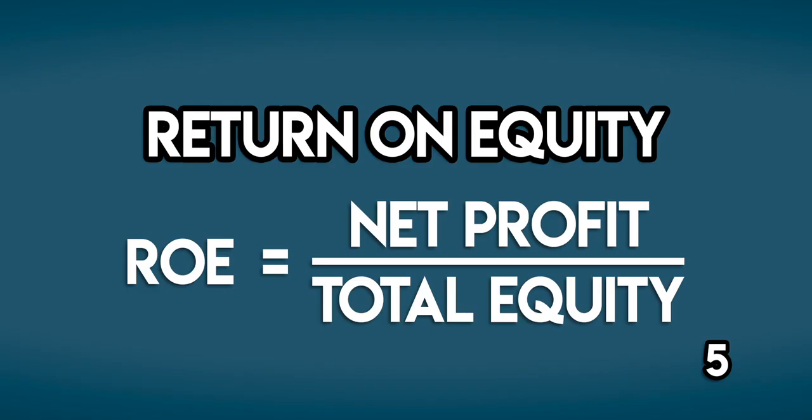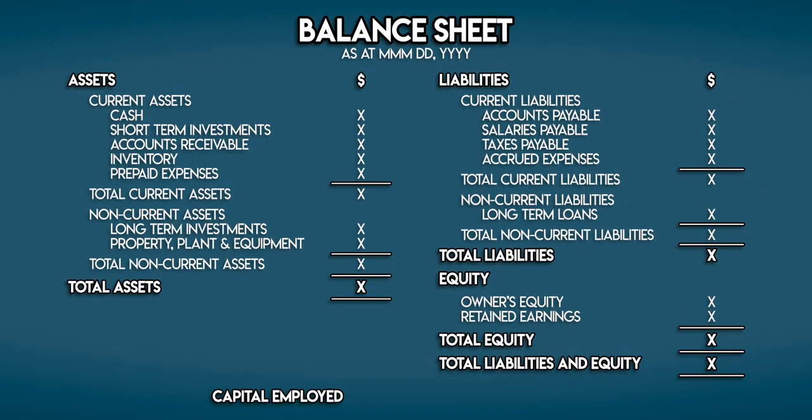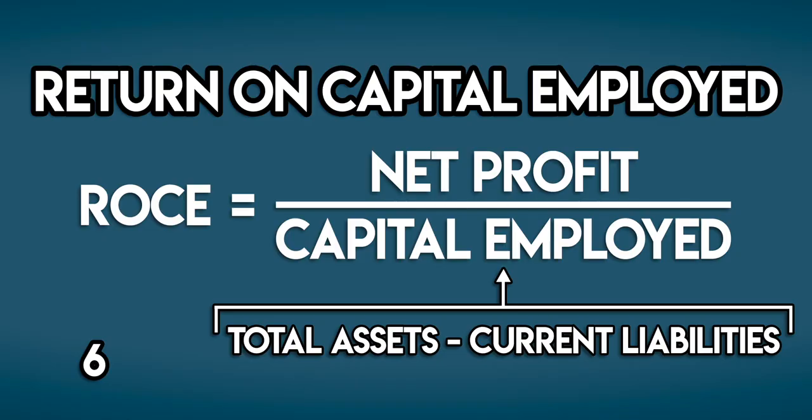But there's a problem. Some businesses choose to take out very large loans to fund their operations. This reduces the owner's claim on net assets, and it can inflate return on equity. In these situations, it can be better to use capital employed. Capital employed is a business's total assets minus its current liabilities. It ignores all long-term debt used to fund operations. Net profit divided by capital employed is return on capital employed, or ROCE.